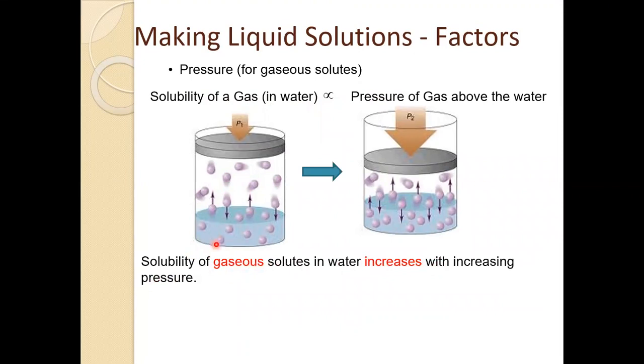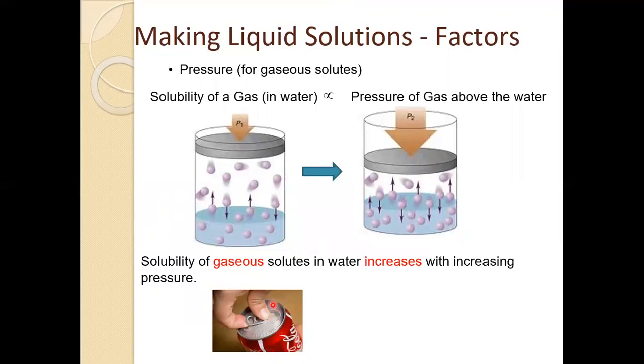So with gaseous solutes, if I want to increase their solubility, I can decrease the temperature and/or I can increase the pressure of that gas above the liquid. And as we saw with the ideal gas law, one way we can increase the pressure of the gas is by increasing the amount of gas above the liquid.